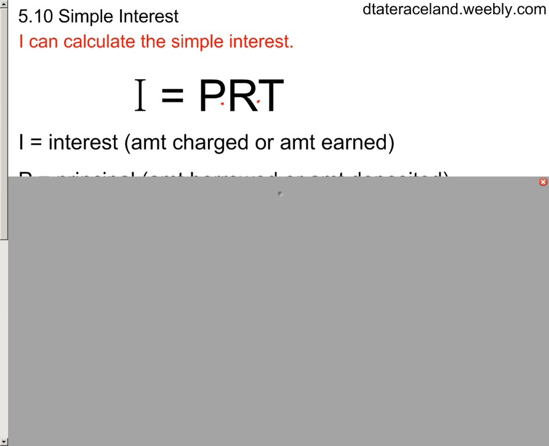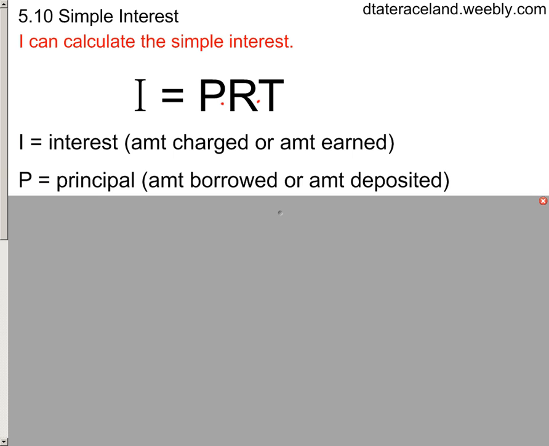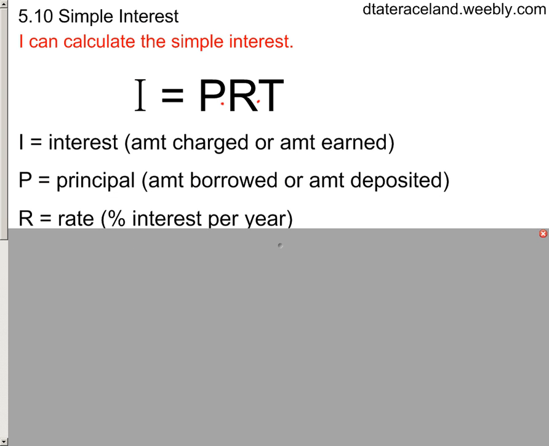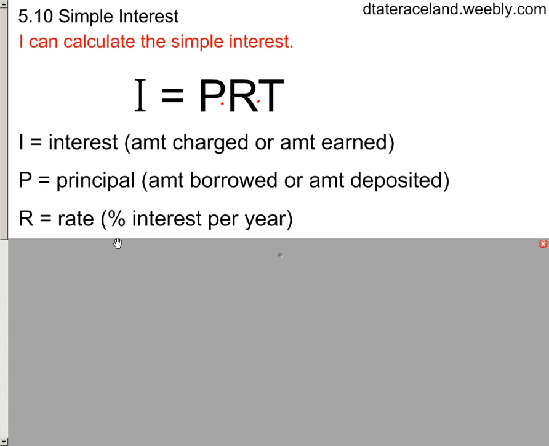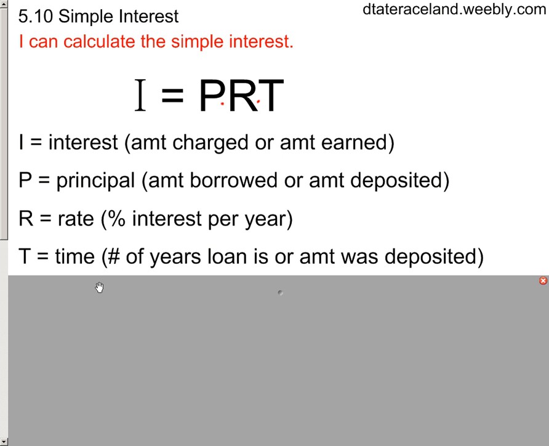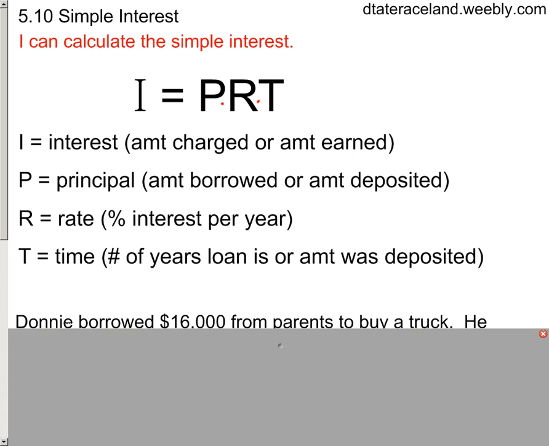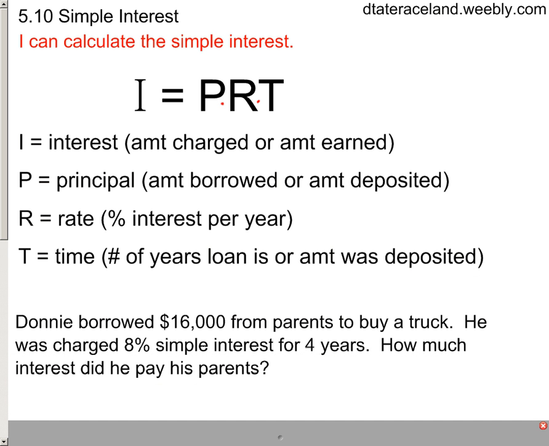I equals the interest or the amount charged or amount earned, depending on what the scenario is. Principal, that's just the amount that you borrowed or the amount that you put into your savings account. The rate is going to be your interest percent every year, and the time is going to be in the number of years. Okay? Now, let's go ahead and take a look at this situation here.